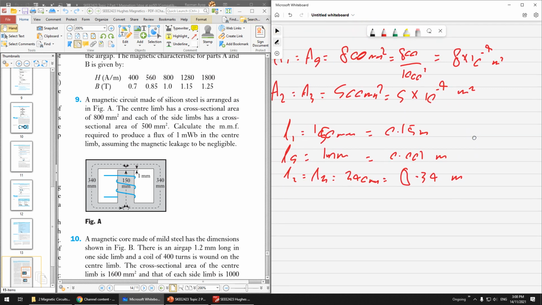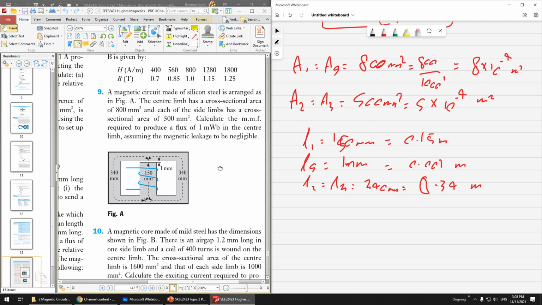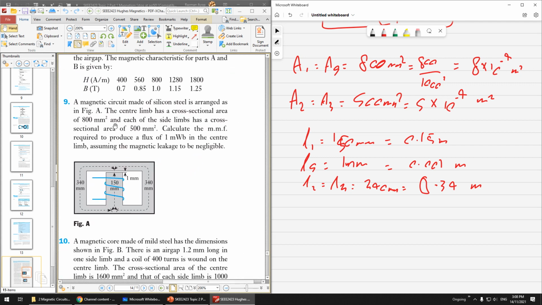So next you have the area, you have this, and they don't give you any information on this mu r. They don't show any mu r. So how to calculate this? It should have mu r, but it's okay.